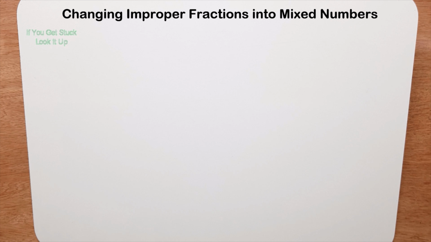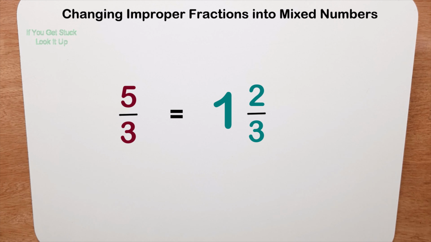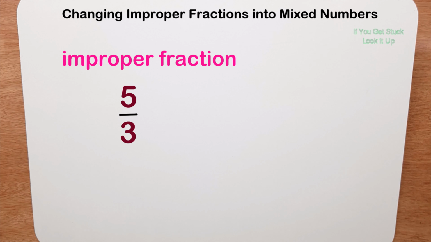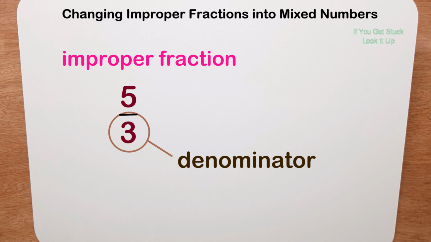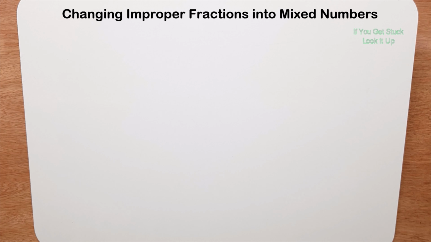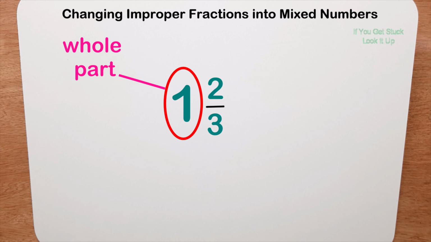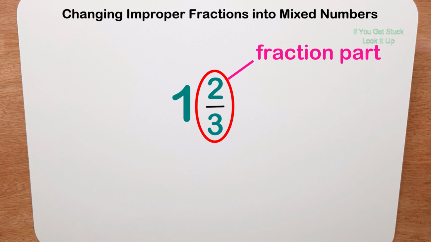In this video, we'll look at how to change an improper fraction into a mixed number. And remember, an improper fraction is where the numerator or the top number is bigger than the denominator or the bottom number. And a mixed number is where you have a whole part and a fraction part.